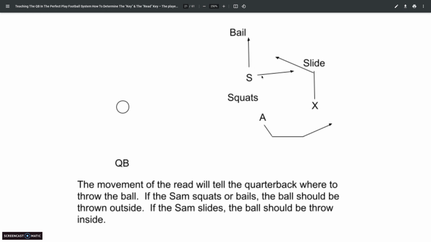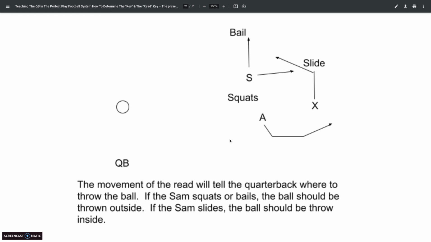Be in a position to play more of the deeper vertical routes. So those are the three movements. Squat, he doesn't move much off of his alignment. Slide, he runs outside and up, away from the line of scrimmage, or outside and down toward the line of scrimmage. Or he may simply get vertical or get depth, what we call bail.